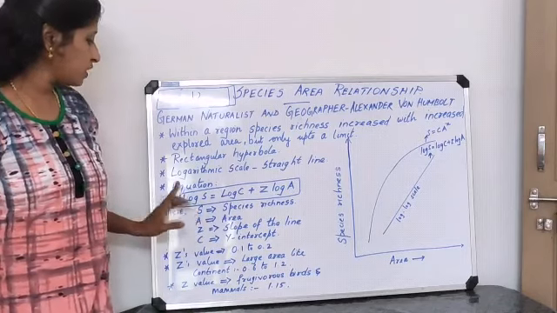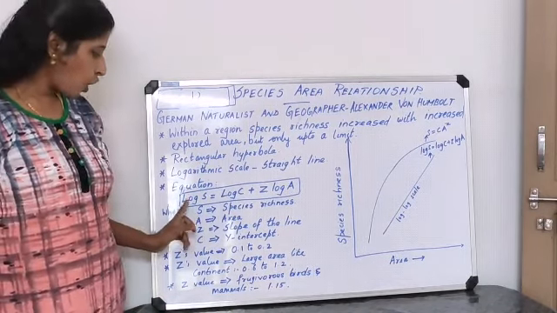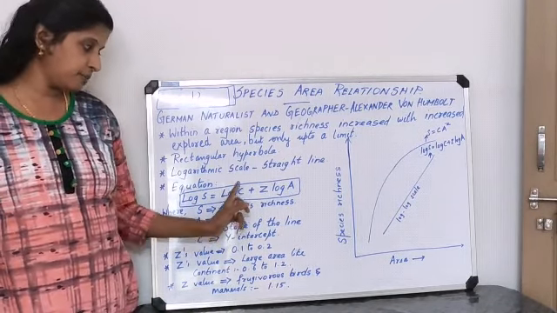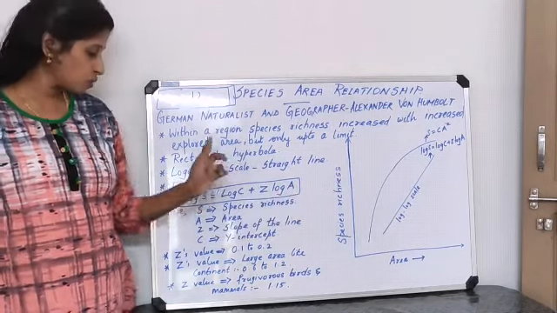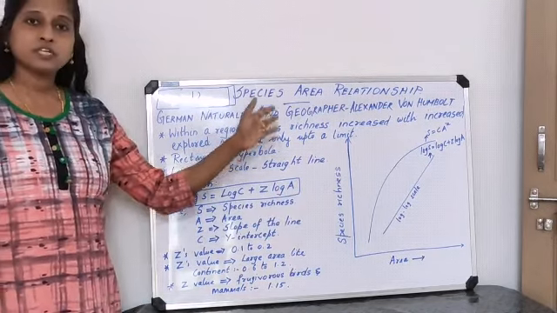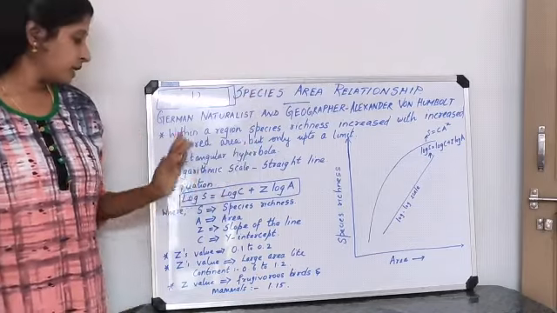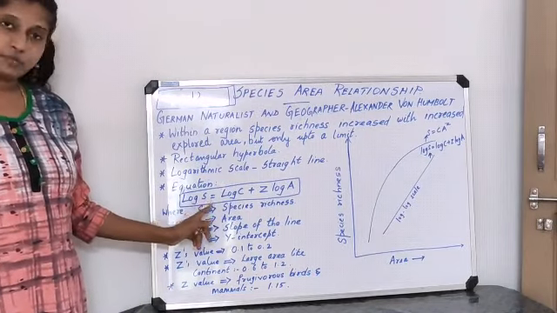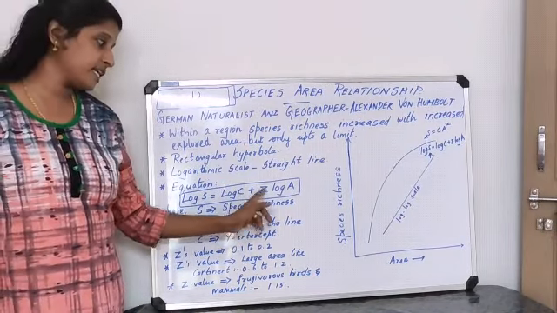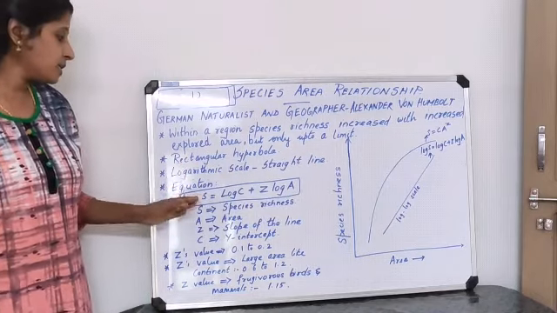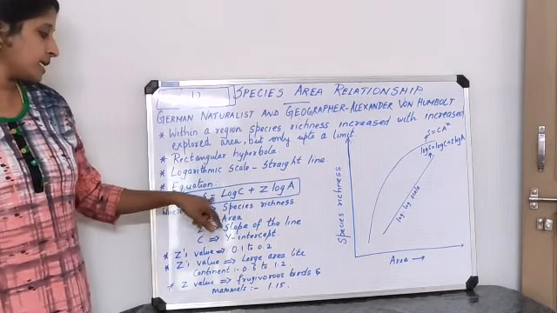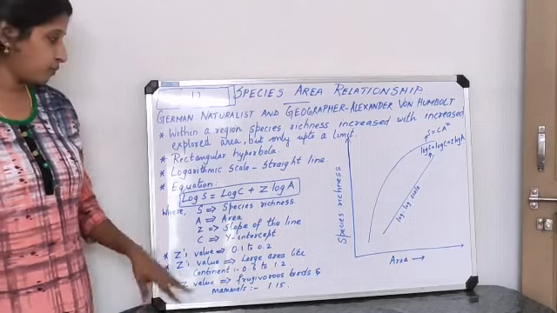Okay. So what was the equation? The equation is log S is equal to log C plus Z log A. What is the equation for the species area relationship curve? It is log S is equal to log C plus Z log A. Now, what are all these letters representing? We have to find it out, right?